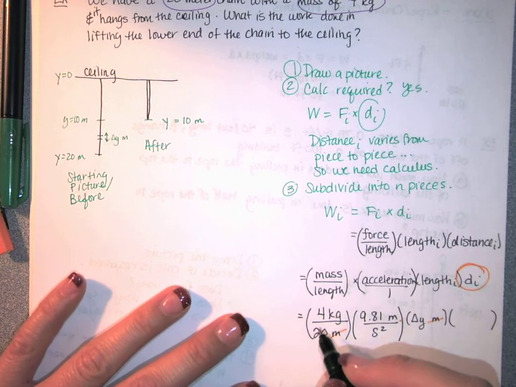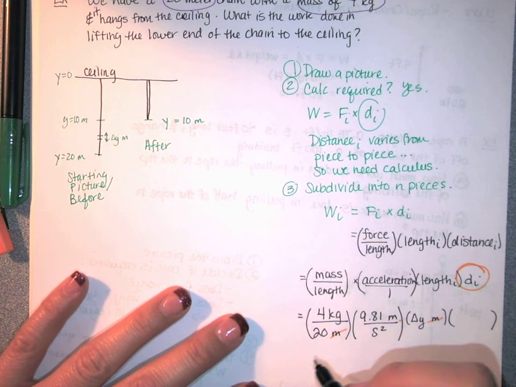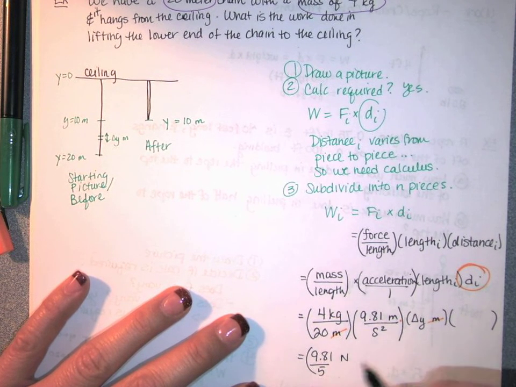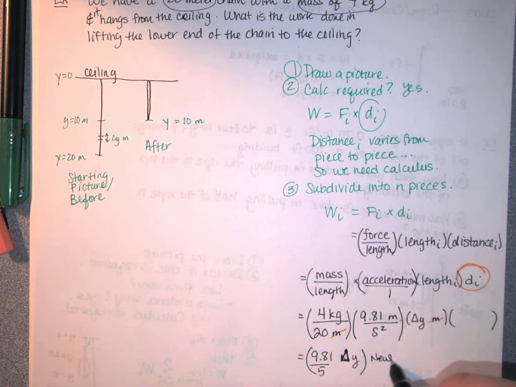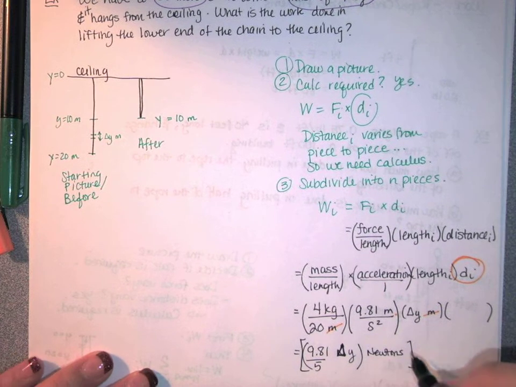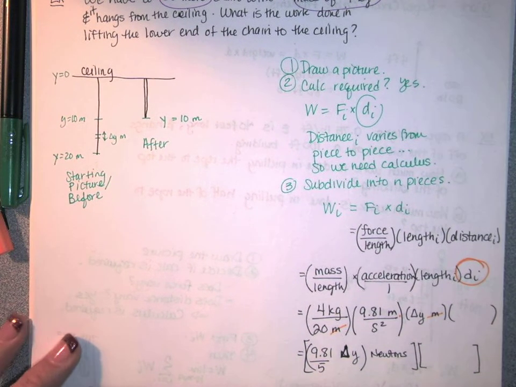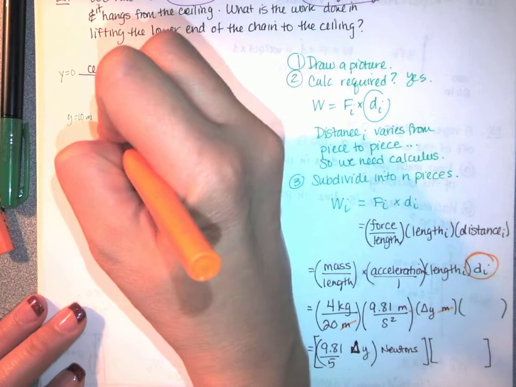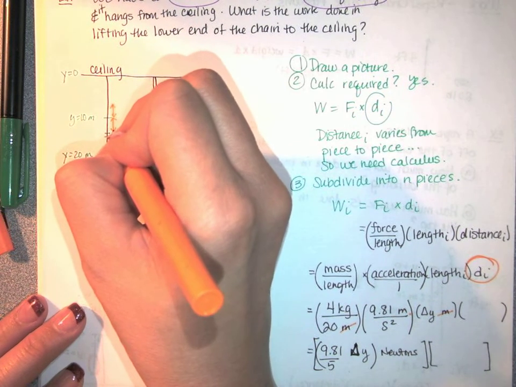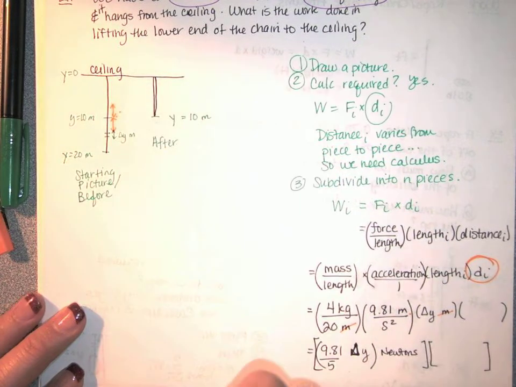I'm just going to simplify this now. 4 goes into 20 5 times, so I've got 9.81 divided by 5 newtons, or times delta y. All of that gives me newtons. So that's my force, and now I'm trying to find the distance, that other piece. Well, we were just talking about it. The distance is going to be that distance right there, but doubled. Whatever that distance is, it's going to travel that same distance on the other side.